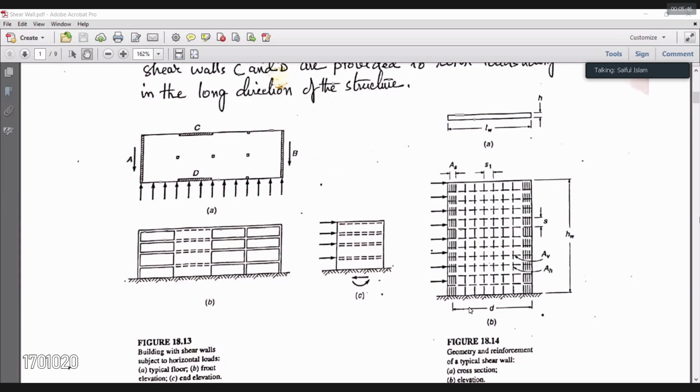So these are all about your reinforcement. AS is the flexural steel; ASV and ASH are the vertical steel and horizontal steel; S1 is the spacing of the vertical shear steel, and S is the spacing of the horizontal shear steel. Details we shall see later on.